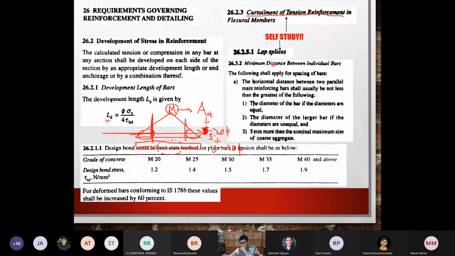Okay, so let's come to the more commonly used requirements. This is the minimum distance between individual bars. For example, 5 numbers of 20 mm bars, what is the minimum spacing you should give between each bar? Whenever you give the reinforcement, when you're doing design, you should make sure that 2 bars are not very close to each other.